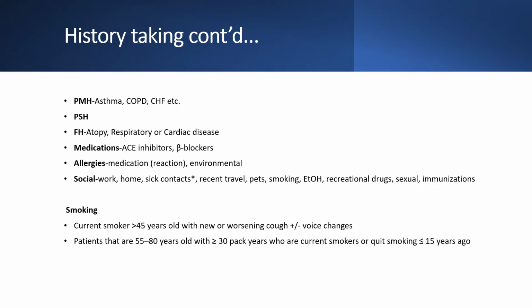In a typical week, how many alcoholic beverages do they consume? Any recreational or illicit drug use? What's their sexual history? You want to know the number of partners that they've had. Do they sleep with men, women, or both? Have they ever been diagnosed with a sexually transmitted disease? This is especially when you're considering patients who have HIV for PJP pneumonia.